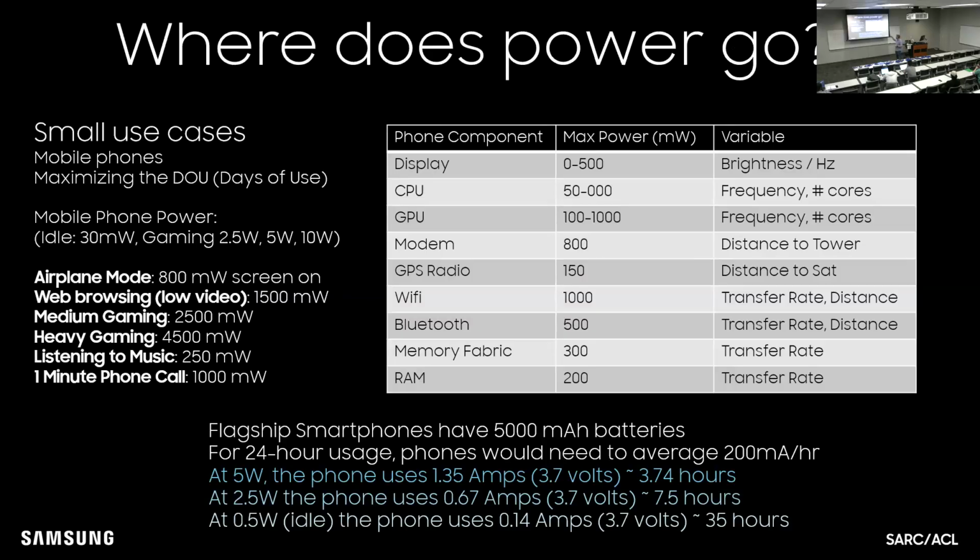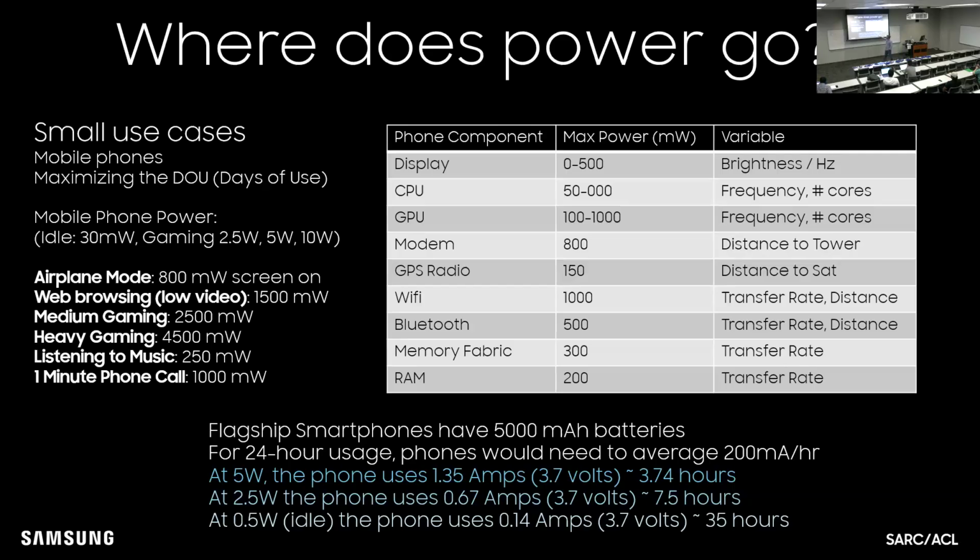And depending on how fast the frequencies are, it's going to be the GPU and then the CPU. Typically, the CPU is on all the time, and the GPU is only on if you're doing heavy TikTok or video games or other kinds of things. Modem takes 800. Depending on the distance to the tower, the closer you are to a cell phone tower, the less power it has to broadcast. You have Wi-Fi, which also takes a lot based on the transfer rate. How much are you trying to download? And then Bluetooth, memory, and RAM. So all of these things.